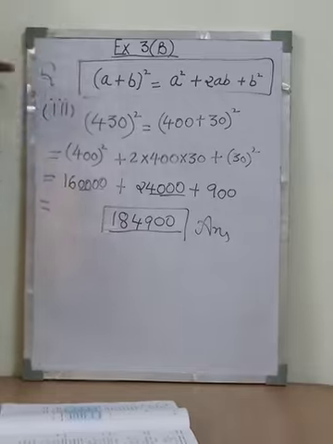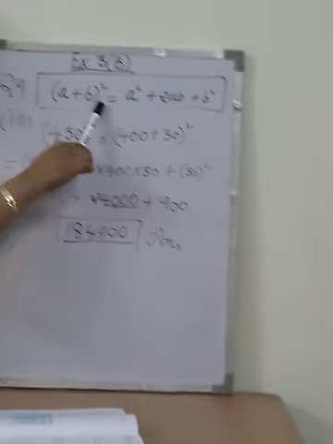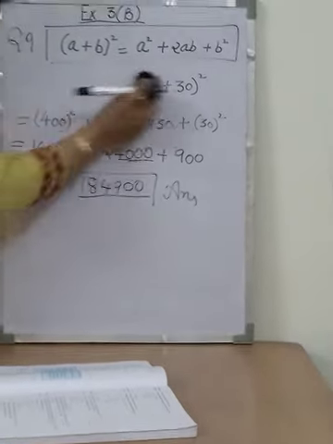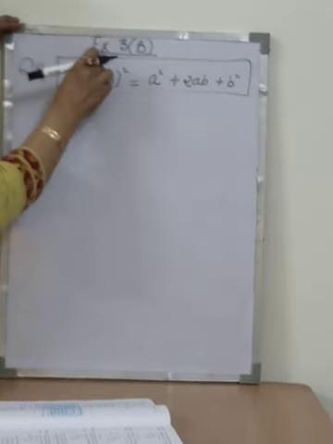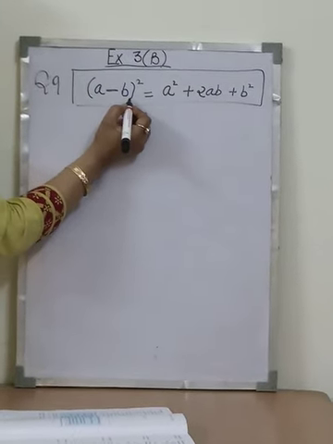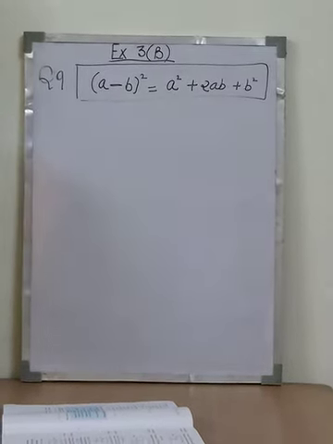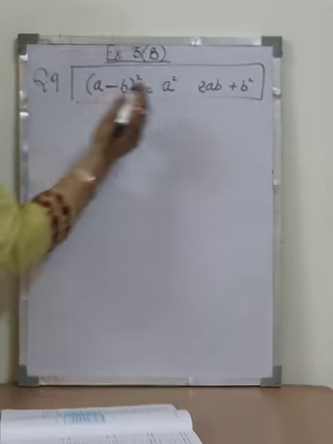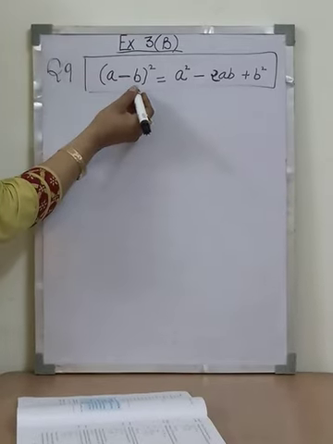Question number 9 is also based on an identity. Here we learned a plus b whole square is equal to a square plus 2ab plus b square. We are now going to learn another identity, that is a minus b whole square. Now in place of plus, we have a minus b whole square. So it will become a square plus b square, and now the middle term will have a negative sign instead of positive. So the identity of a minus b whole square is equal to a square plus b square minus 2ab.